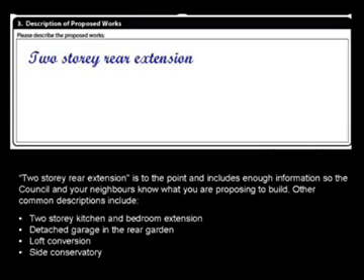Other common descriptions include 2-storey kitchen and bedroom extension, detached garage in the rear garden, loft conversion, side conservatory. These are obviously not the only descriptions that can be used, but should help you to gauge yours perfectly.